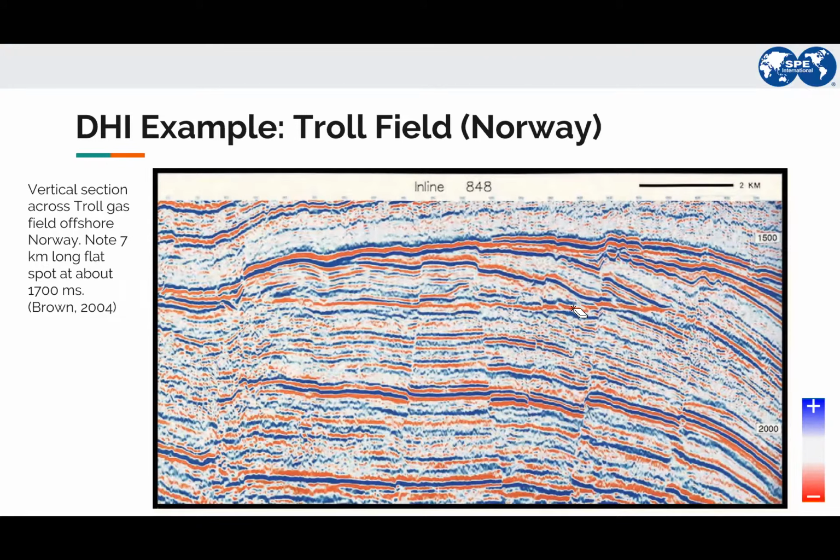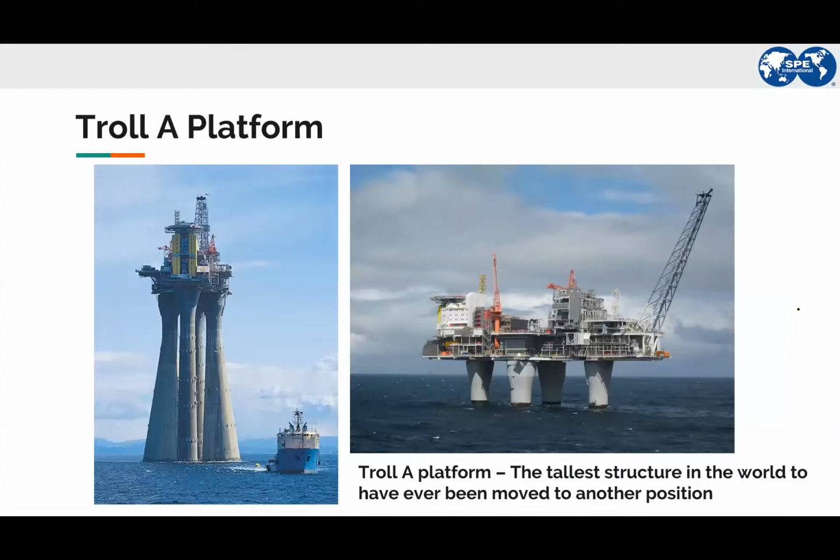And how long is the flat spot? 7 kilometers. 7 whole kilometers. You know, this is a big field, okay? And it's around 1,700 meters per second. This is 1,500, it's 2,000, so it's right around here, 1,700, okay? All right. And in fact, how big is the field? I always think nothing gives you a picture of the size of this field like the platform. This is Troll A.